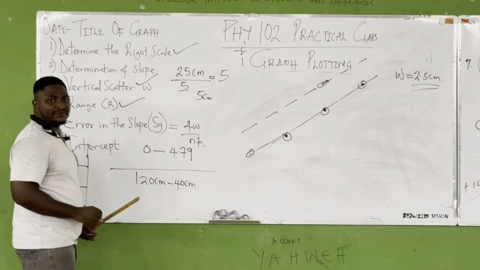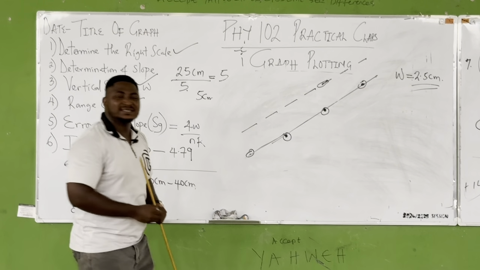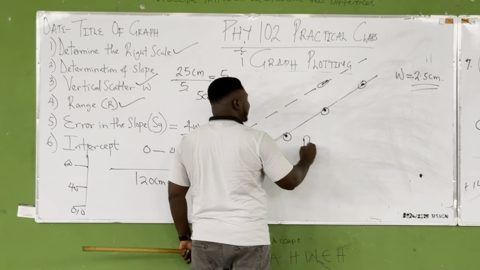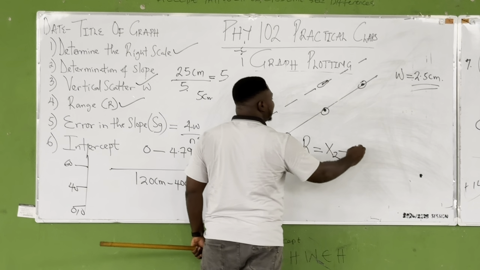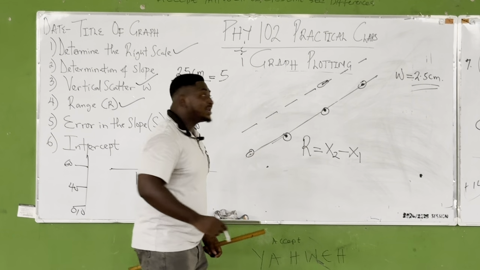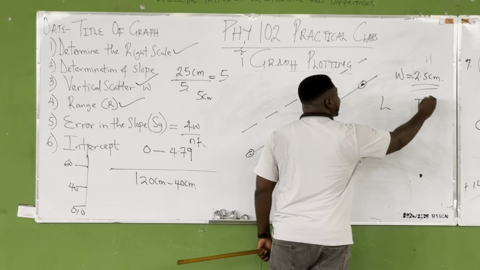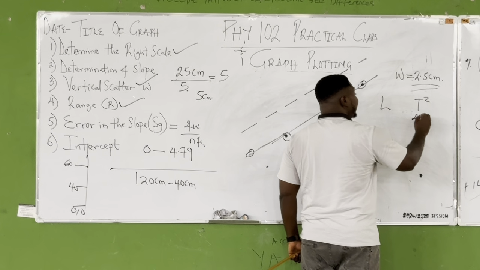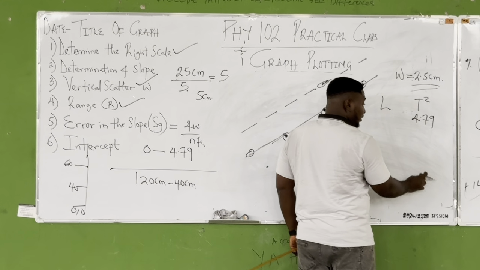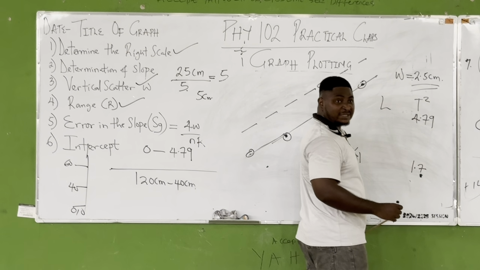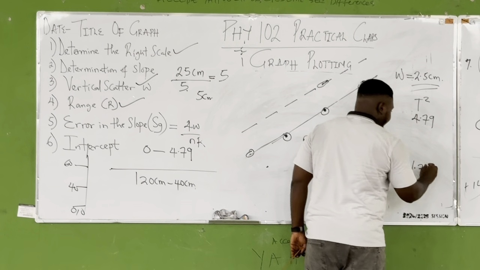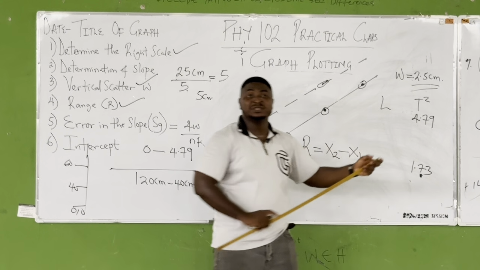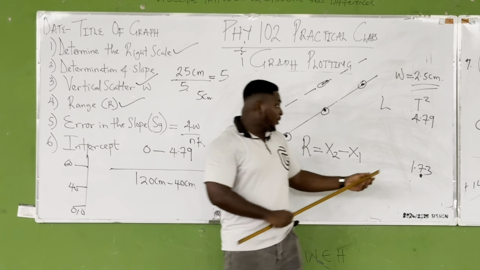Now, what is the range of your graph? The range of your graph is the highest point horizontally and the lowest point horizontally. The difference between the highest point horizontally and the lowest point horizontally is your range. Class, we had a graph of L against T squared, right? Who was on the x-axis? T squared. What was the highest point on our x-axis? 4.79. What was the lowest point? 1.73. Good. So my range is going to be 4.79 minus 1.73. The range will be what? 4.79 minus what?